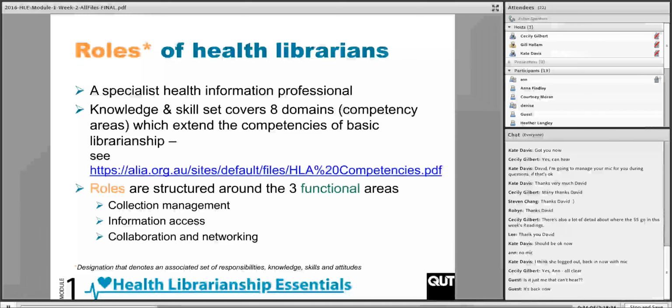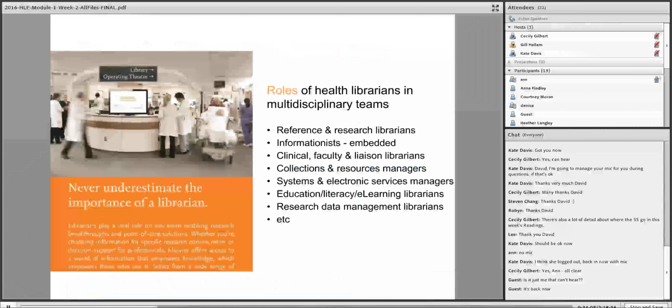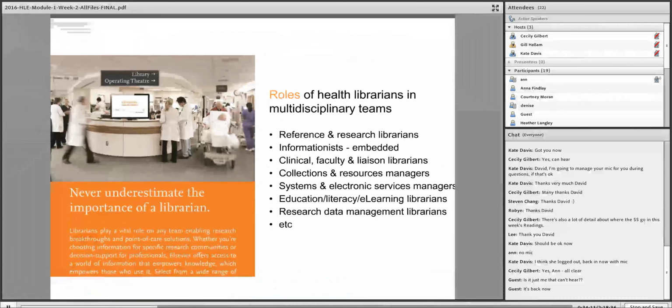And on the next slide you'll be able to see just some of the examples of the names that the roles take on. So the reference and research librarians we're all familiar with. Informationists really did come out of the health research area, but that's all about embedded librarianship in specific areas. And then we've got the role of clinical librarian, which essentially is a reference librarian, but really working with the clinicians and as part of clinical teams. And then additionally, in universities, they might be called faculty librarians or liaison librarians if they've got a health subject-based responsibility.